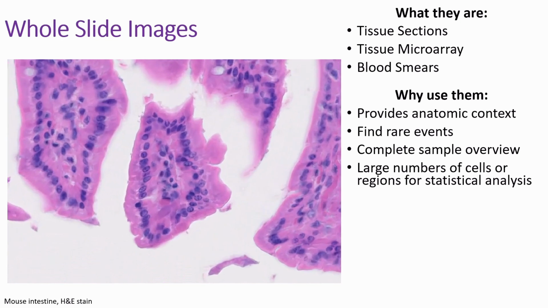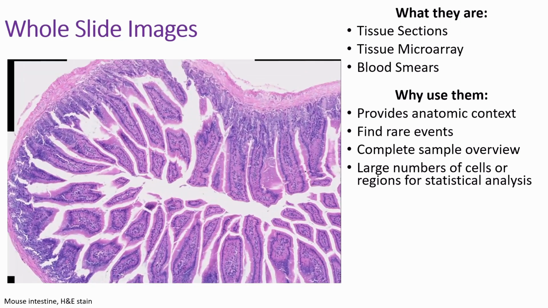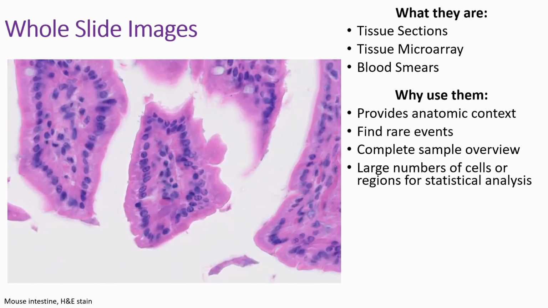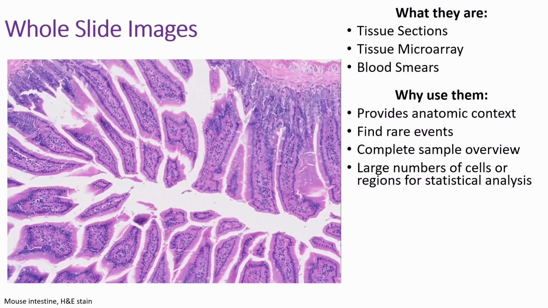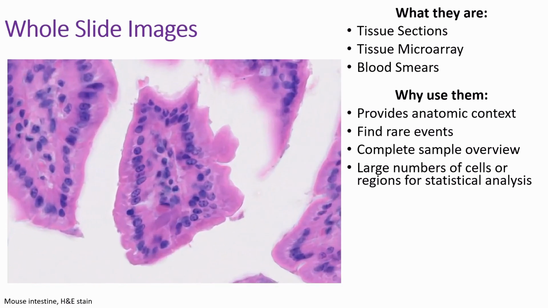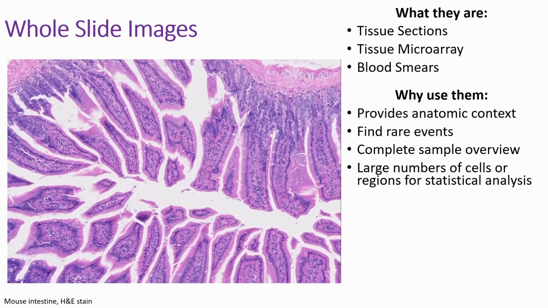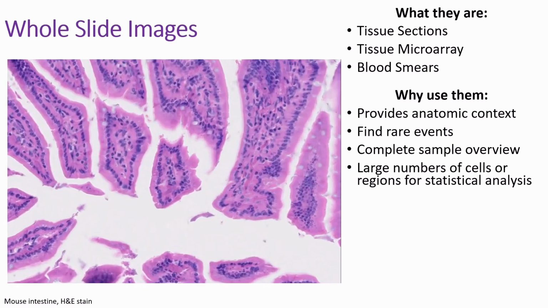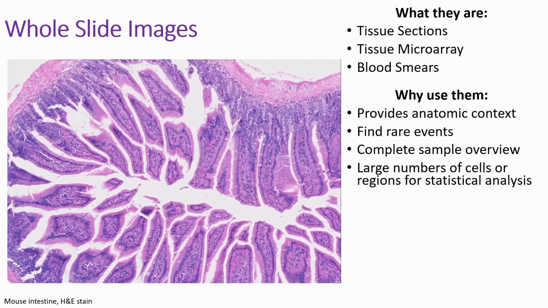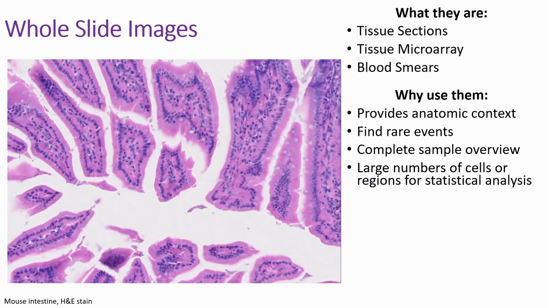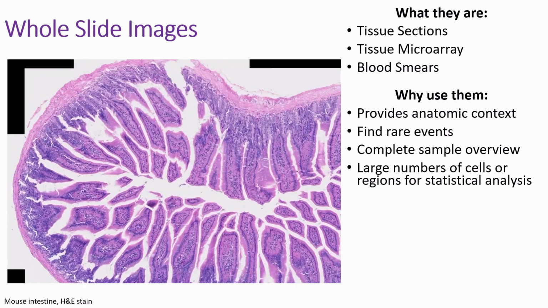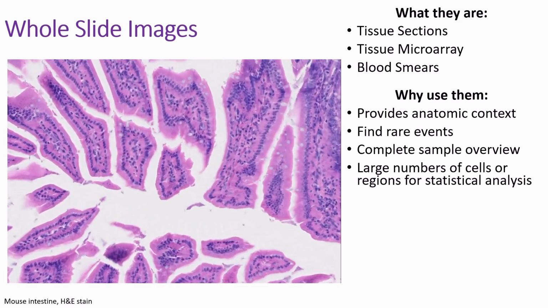So why we like to use them is they provide anatomic context. So you're not just looking at cells in isolation. You can see, in this case, this mouse intestine, all of the crypts and see where a cell is in relation to the rest of the tissue. It also gives you a chance to find rare events, maybe only 1 in 1,000 of your cells are the phenotype you care about. And if you're only looking at a really small field of view, you might miss it entirely. And it gives a complete sample overview so that you can tell if some of your tissue is healthy and some is not. It also gives a large number of cells or regions for statistical analysis.